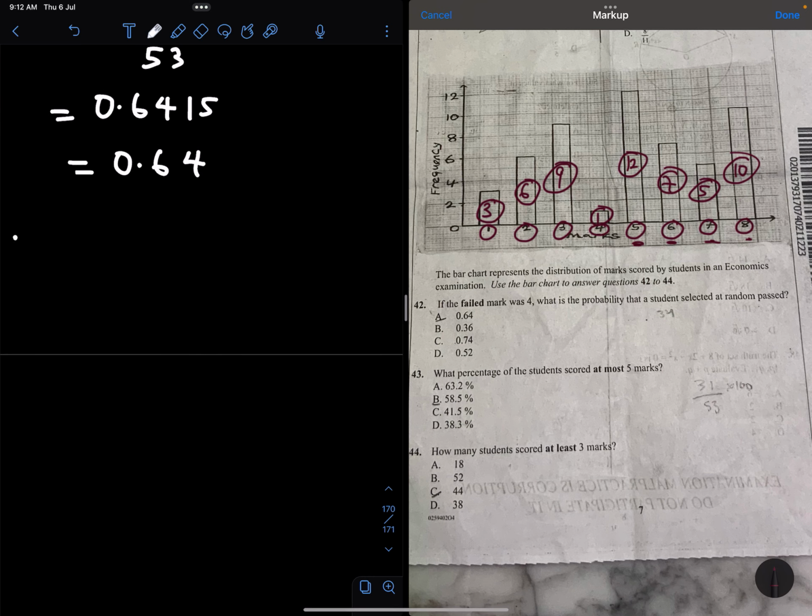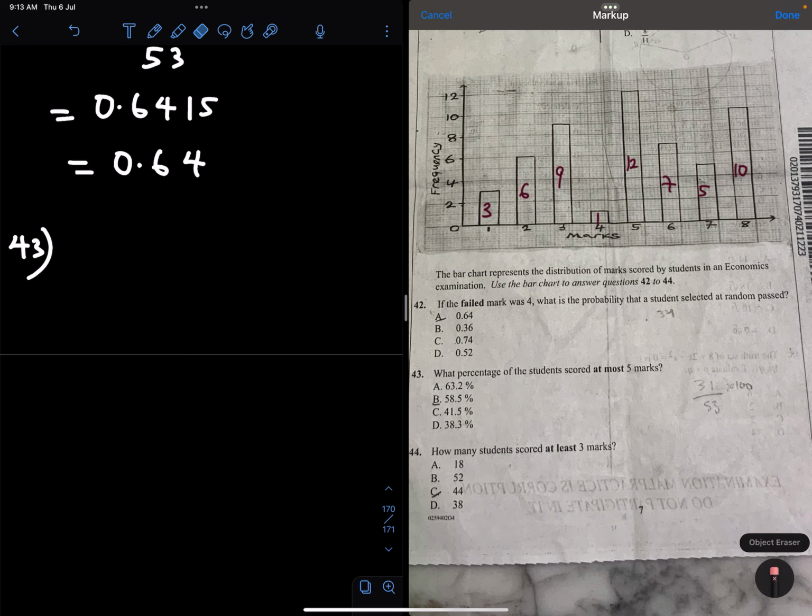We go to the next, which is number 43. What percentage of the students scored at most 5? The percentage of the students who scored at most 5 will be those who scored 5 or less, and that will be those who scored 1, 2, 3, 4, 5.